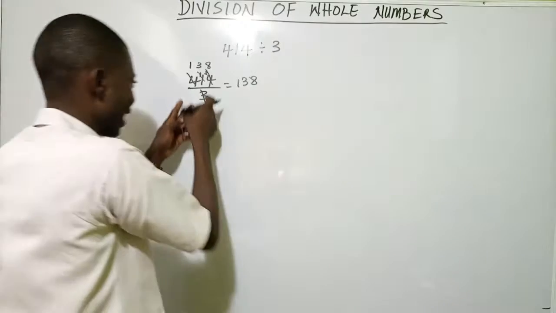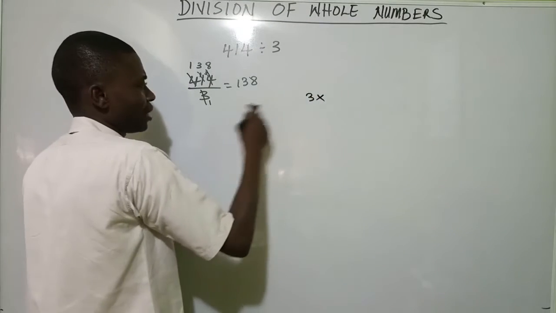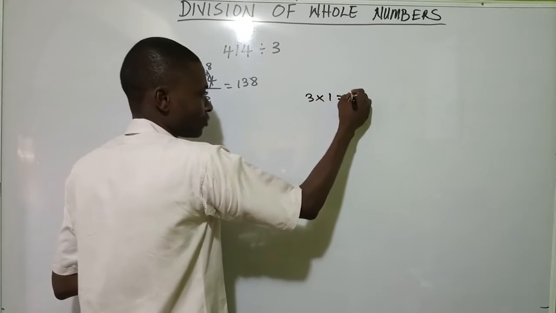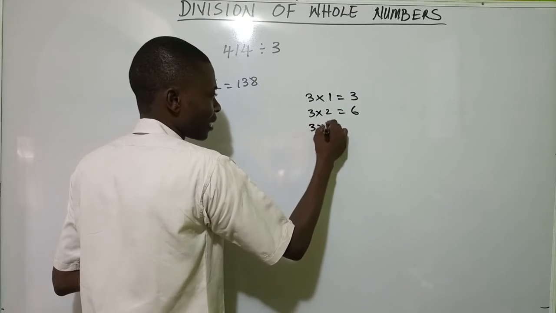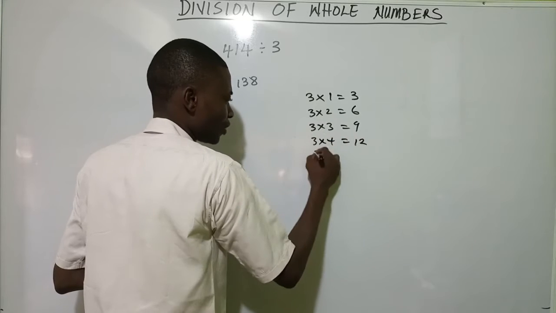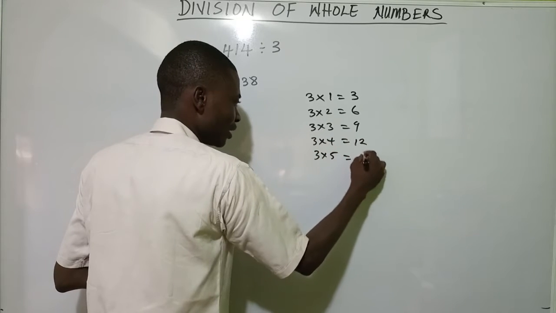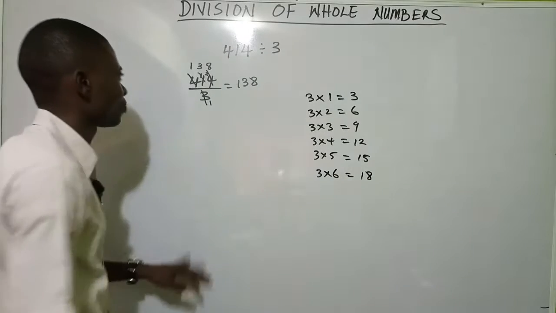Now let me quickly show you, using the example now. I can start with 3 times 1, which is 3. 3 times 2 is 6. 3 times 3 is 9. 3 times 4 is 12. 3 times 5 is 15. 3 times 6 is 18. Let me just stop here for now.